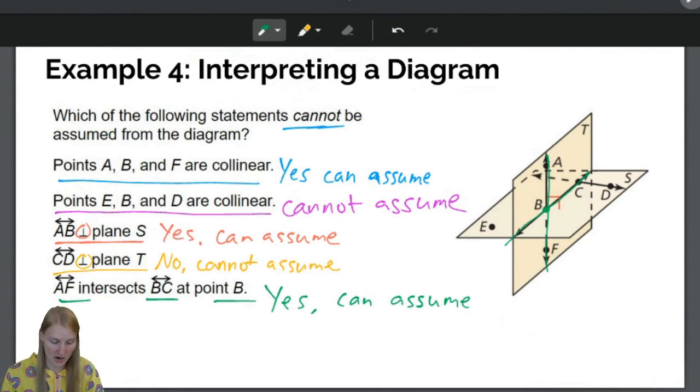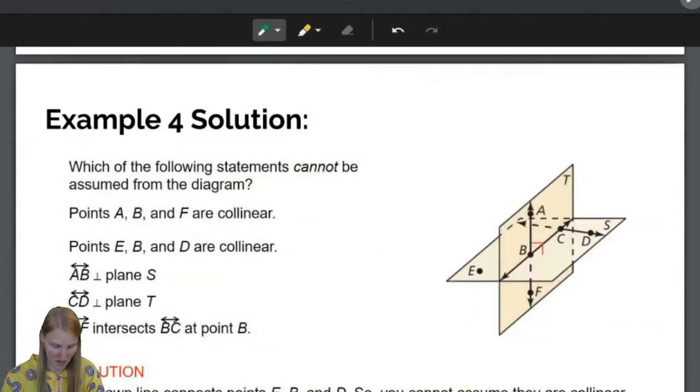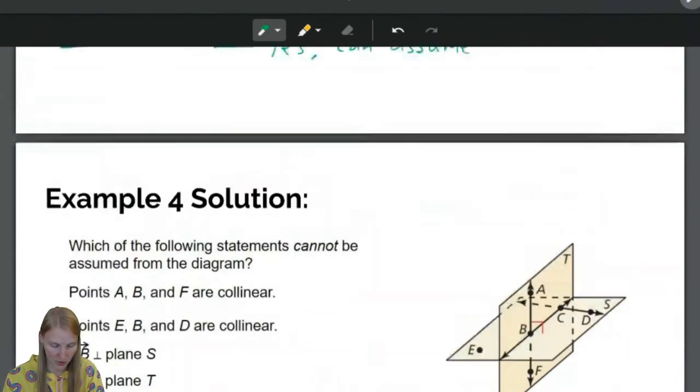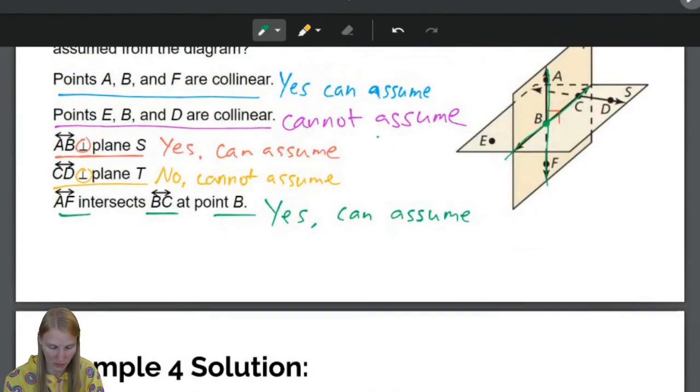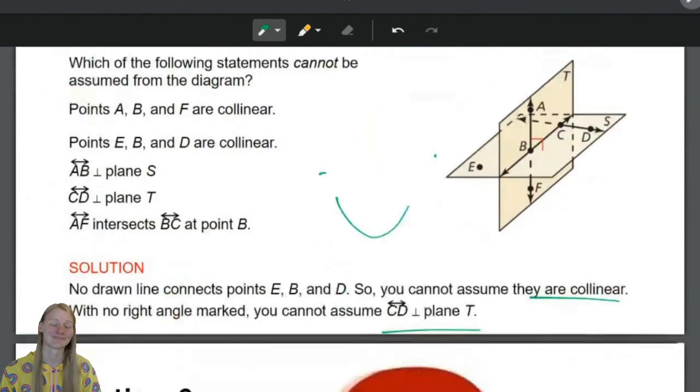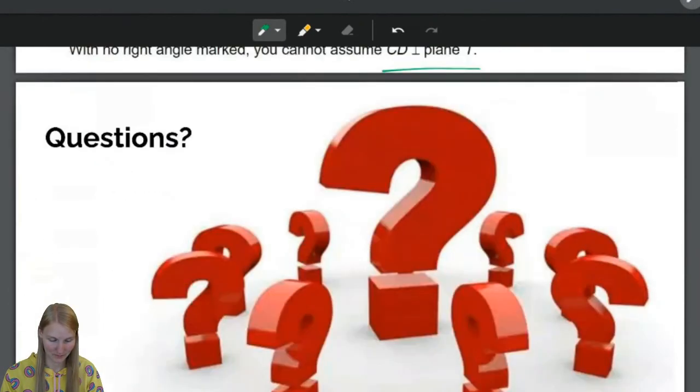Okay, let's check our answers. We had yes, no, yes, no, yes. And they said, cannot assume they're collinear, cannot assume, so they only had 2 cannot assumes, and so did we. We had 3 yeses, 2 nos, and they also had 2 nos. So yay. Okay. Woo!